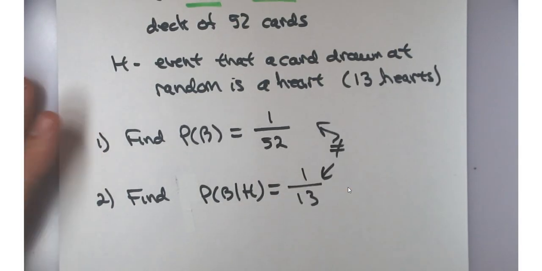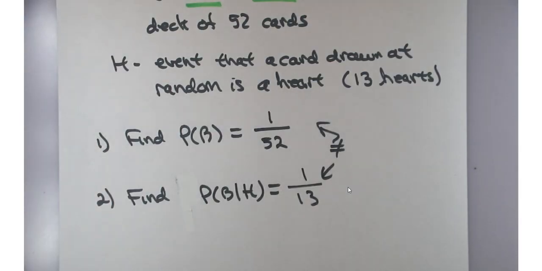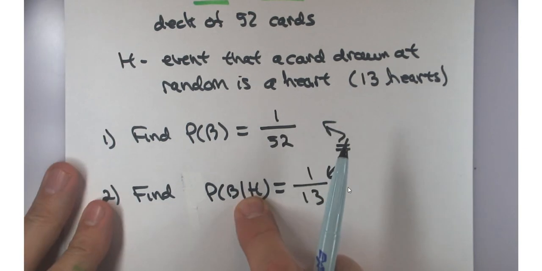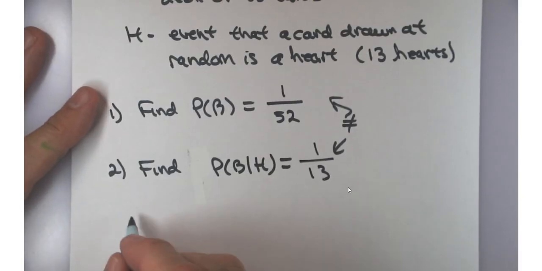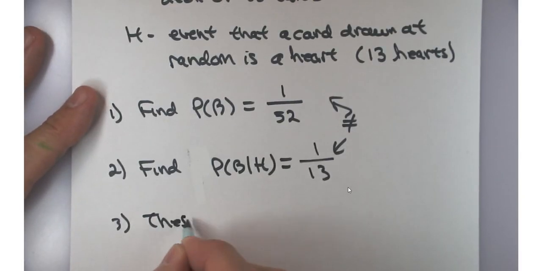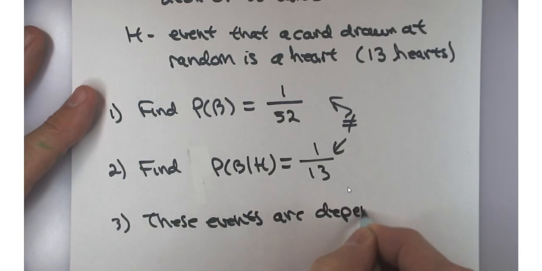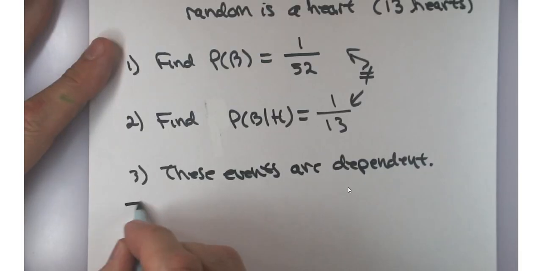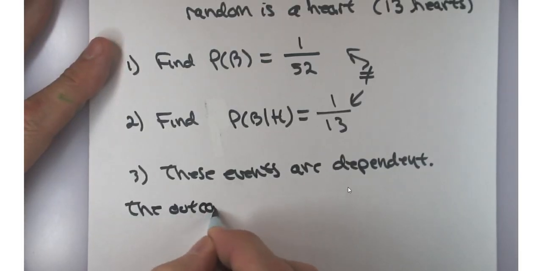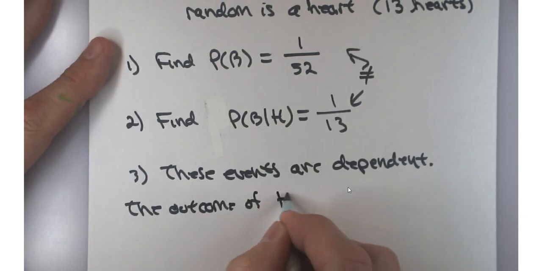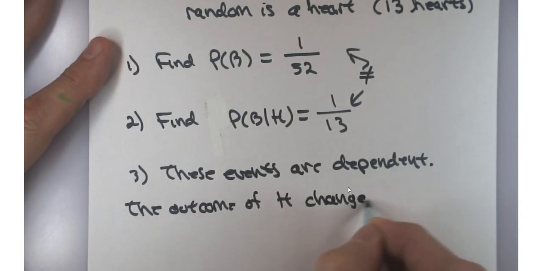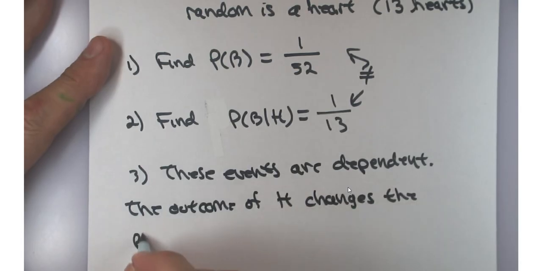So these events, are they independent or are they dependent? Sam? Dependent, yeah. Because the outcome of this changes the probability of this. So these events are dependent. The outcome of H changes the probability of B.